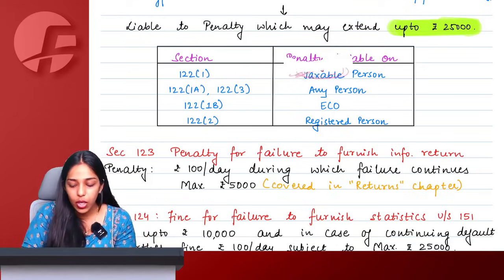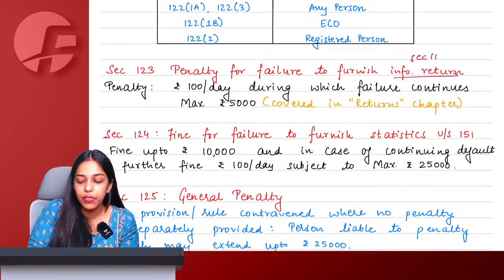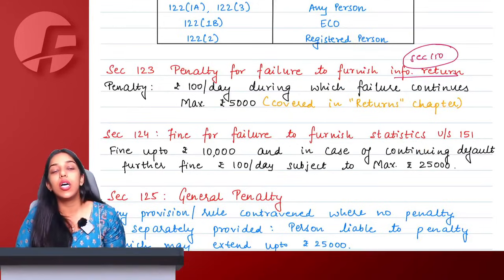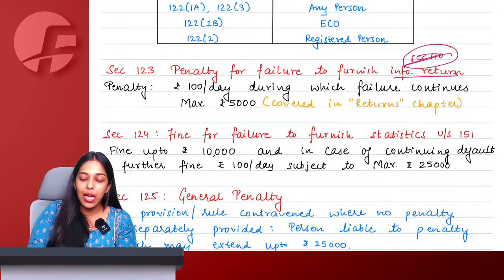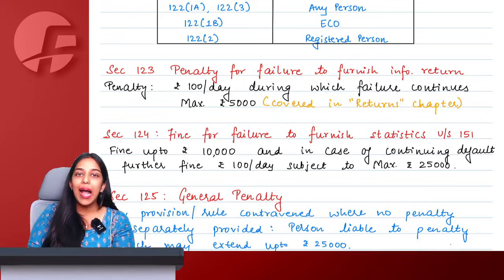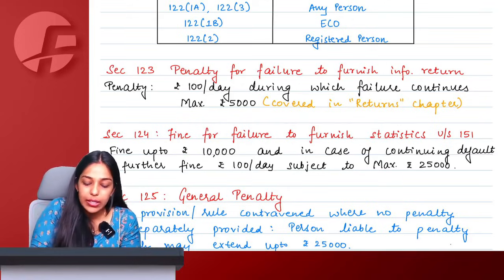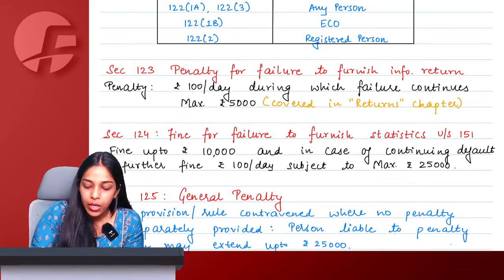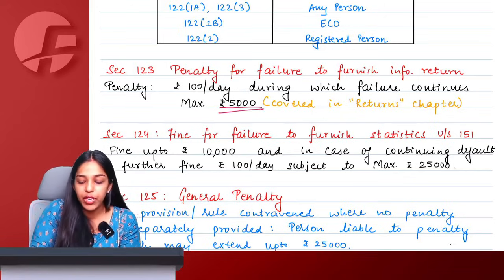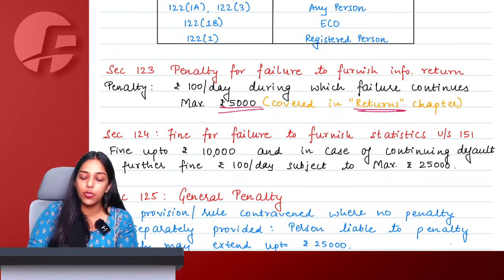Got it, ma'am. Then we have studied something about information return, section 150, while we were studying the chapter of returns, that the department can ask any other party like your registrar, your bank, your stock exchange, your electricity board to furnish information about you. In that case, if they do not furnish information, then a penalty of 100 rupees per day, during which the failure continues, and a maximum of 5,000 can be levied. We have studied this in the chapter of returns also.